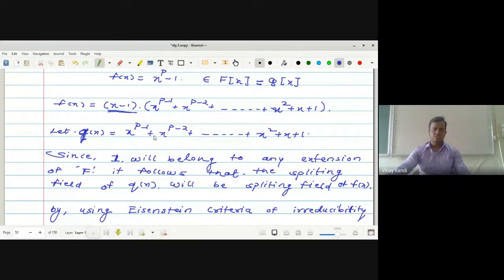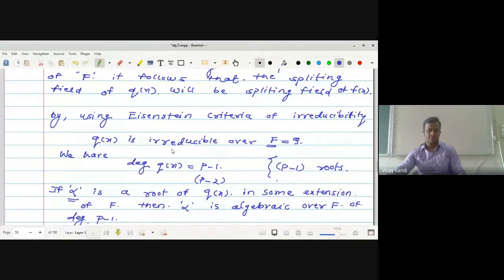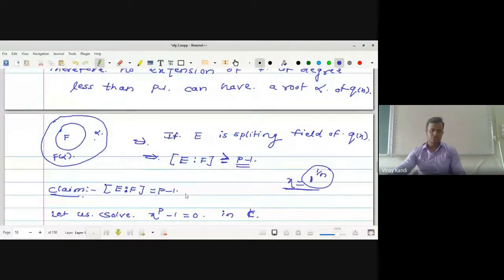If you adjoin this alpha to the field F, there is no need to again join alpha square, alpha cube. These elements already belong to F of alpha. Okay, any doubt?